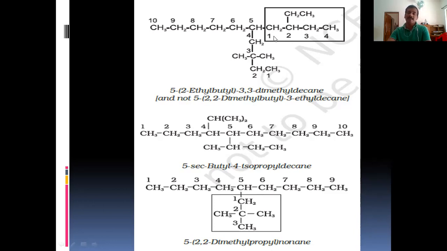Here 3,3-dimethyl. So methyl, ethyl, butyl. Ethyl is alphabetically first. So what you have to write? 5, fifth carbon. 5-(2-ethyl butyl)-3,3-dimethyl decane, 10 carbon atoms. Therefore, 5-(2-ethyl butyl)-3,3-dimethyl decane.